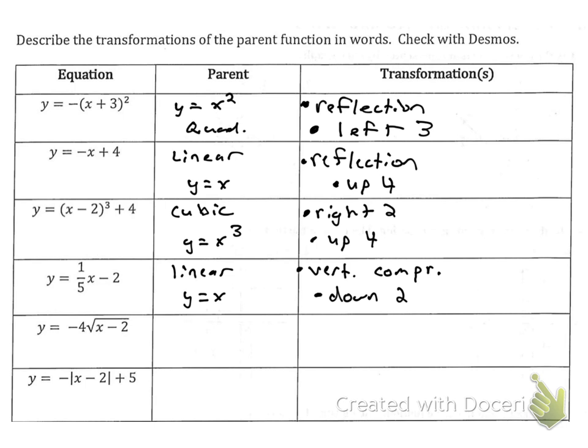All right. Y equals, all right, the negative 4 out in front. The negative tells me it's a reflection. The 4 tells me it's a vertical stretch. Good. And then the 2 inside of the radical, right 2.